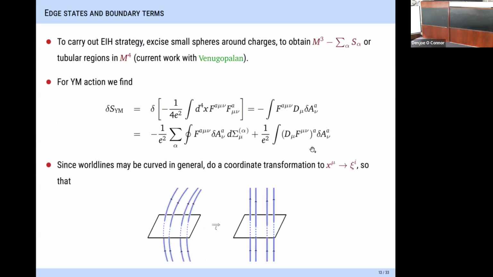Okay, now let's look at the Einstein-Infeld-Hoffmann strategy. We assume there is some medium which is made of charged particles, maybe nonabelian degrees of freedom, whatever, and we excise small spheres around the charges. So remove these spheres from your manifold, or tubular regions going forward. By the way, this is the current with the value 1 going up.